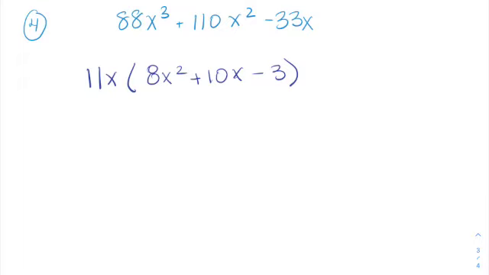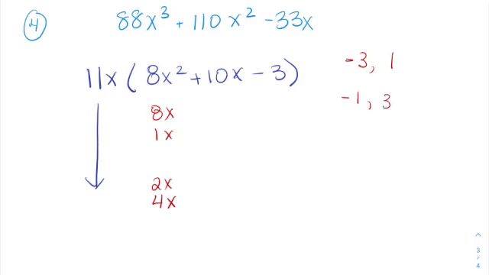All right, so now the 11x is just going to come down, and I'm going to try to do my guess and check with the remaining trinomial. So 8 could be 8x and 1x, or it could be 2x and 4x. What's nice about the 3 is that my only possibilities are 3 and 1, but one of them is going to be negative. So either negative 3 or negative 1. We'll figure that out as we go. So we need to add up to positive 10. I figured it out already.